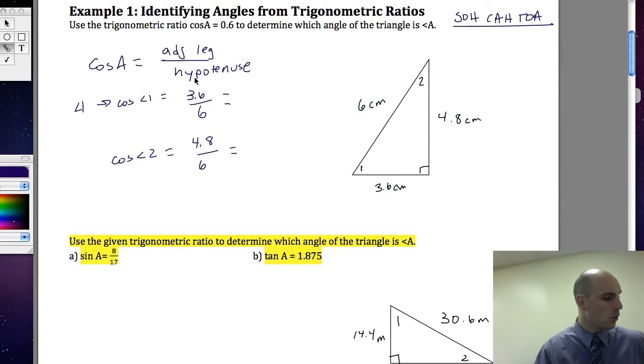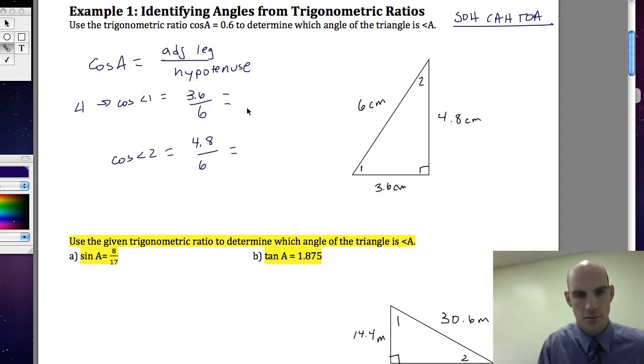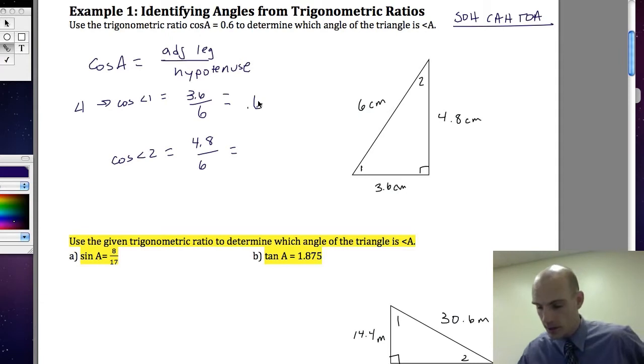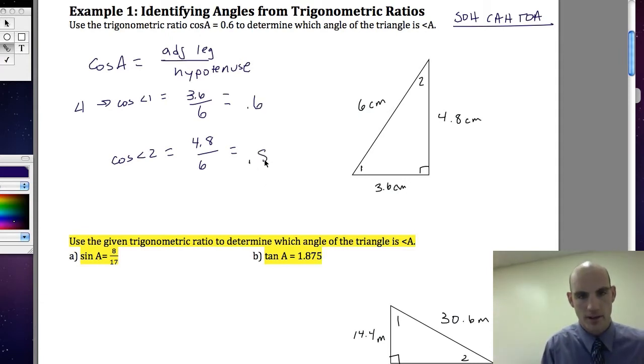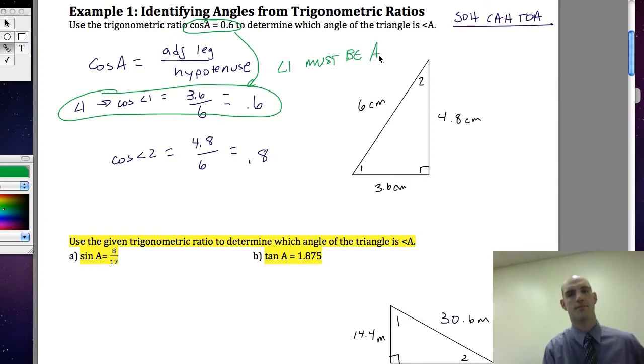Calculator time. Which one gives me 0.6? Well, when I calculate this, I have 3.6 divided by 6 gives me 0.6, and the other one gives me 4.8 divided by 6 equals 0.8. So obviously I can see that the cosine of A, if it's equal to 0.6, then angle 1 must be A. I can label it A.